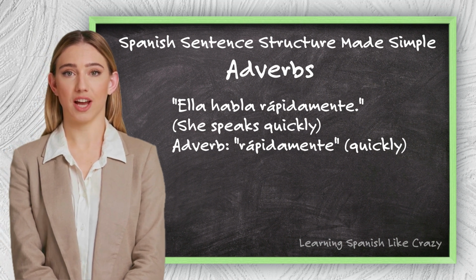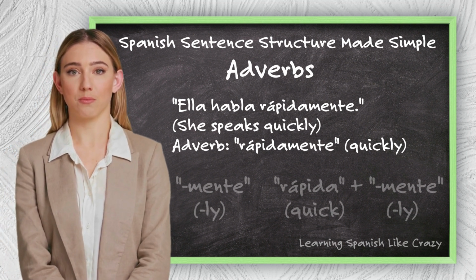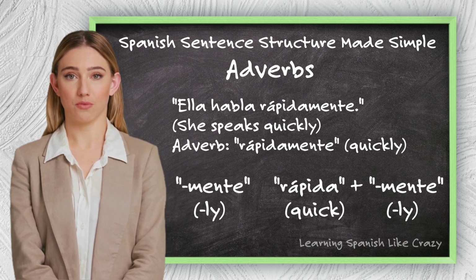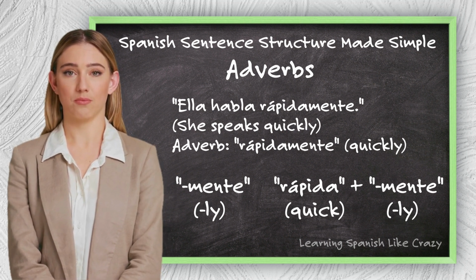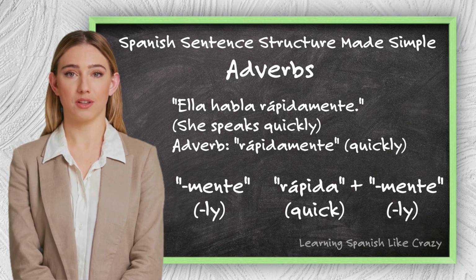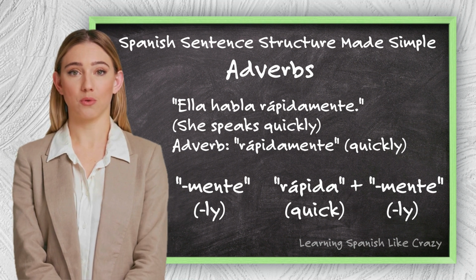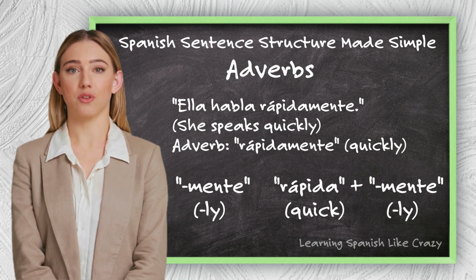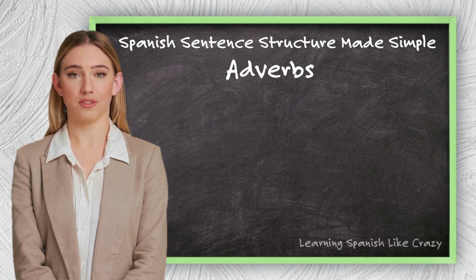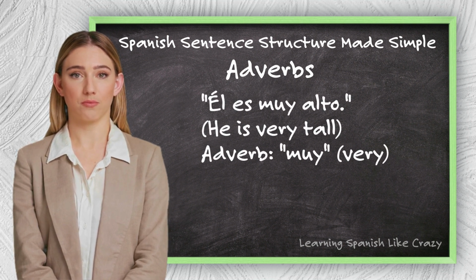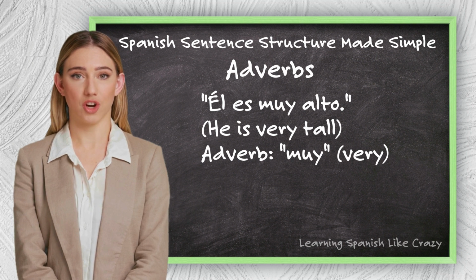In Spanish, many adverbs are formed by adding Mente to the feminine singular form of an adjective. For example, to form the adverb from the adjective Rápido, you add Mente to get Rápidamente. Remember, adverbs can also modify adjectives or other adverbs. For instance, if you want to say he is very tall, in Spanish, it would be Él es muy alto. Here, very modifies the adjective tall.